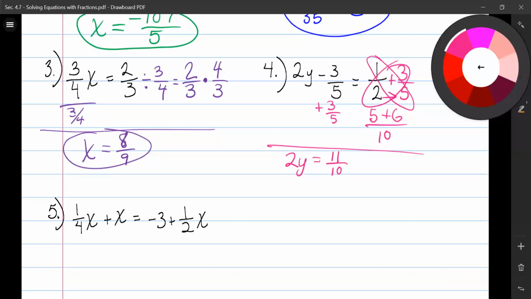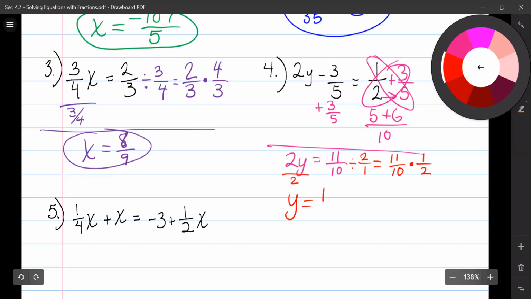And then we would divide both sides by 2, which is the same as 2 over 1. And so we're going to flip and multiply. So it'll be 11 over 10 multiplied by 1 over 2. And 11 times 1 is 11, and 10 times 2 is 20. So y equals 11 over 20.